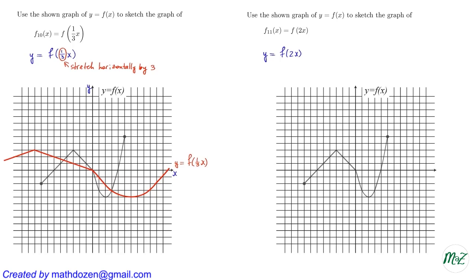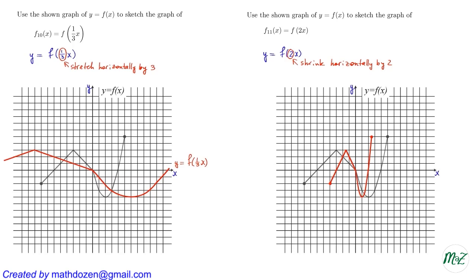And for the second function, we're trying to graph y equals f of 2x. And this 2 in front of x is responsible for the shrinkage of the graph in the horizontal direction by a factor of 2. So every x-coordinate is going to be divided by 2 essentially. So this point has x-coordinate 2, so it's going to get x-coordinate 1. This point has x-coordinate 5, so it's going to become a point with x-coordinate 2.5.